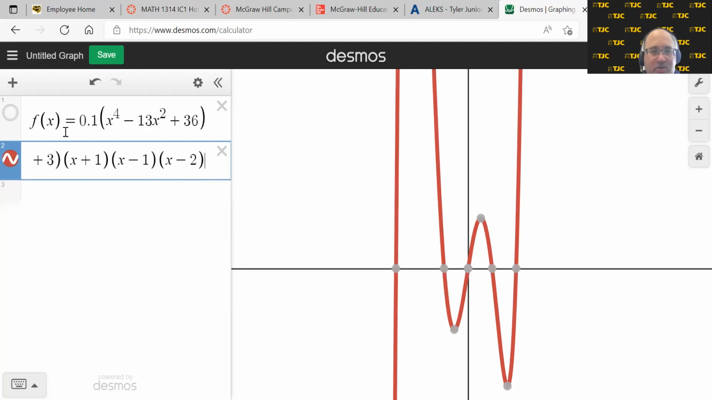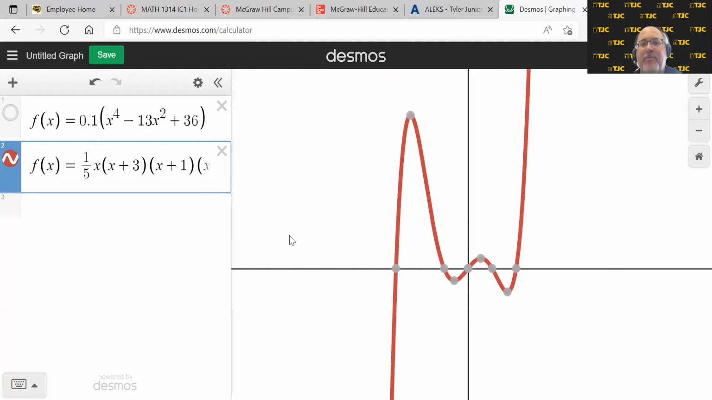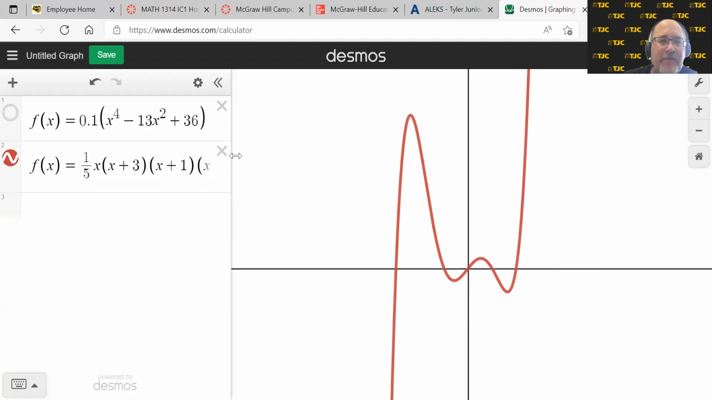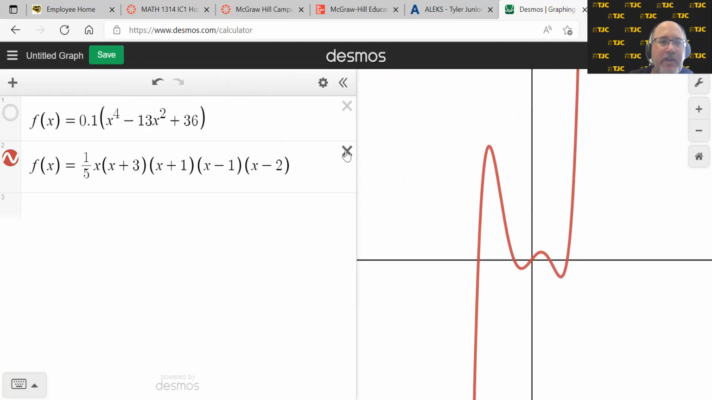All right, so I've got this really messed up function, and I'm going to put a scaling factor in front of it to shrink how tall it gets. Why don't we put a fraction like 1/5? There we go. All right, so now we got this 5th degree polynomial function. And the way you know it's a 5th degree polynomial function is because there's a total of 1, 2, 3, 4, 5 x's. And if I multiplied it all together, I would get x to the 5th.